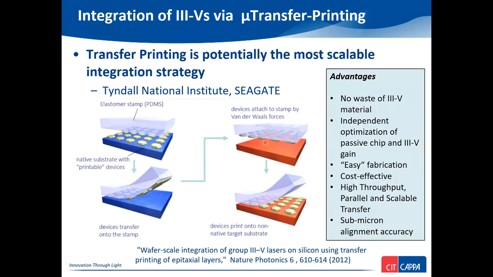This is arguably one of the best approaches out there. It will make the optimum use of III-V material. It's a very scalable process. For, let's say, something like flip chip integration, you bond one device at a time. Transfer printing has the potential to bond tens or hundreds of devices. And this gives a very scalable technique. And the alignment accuracy can be very good with optimization.